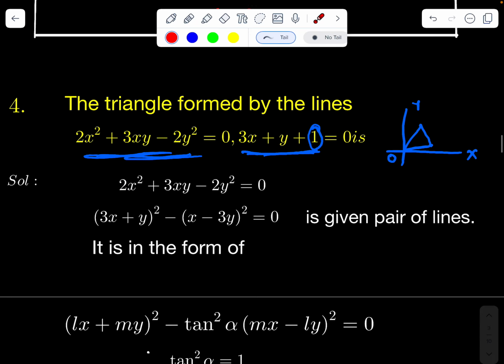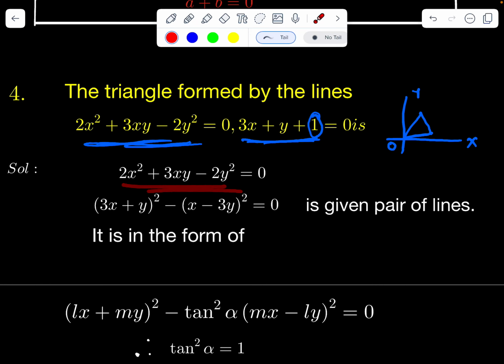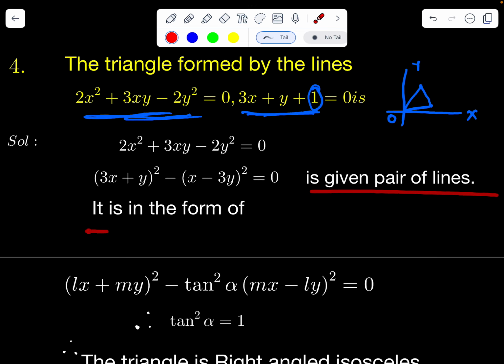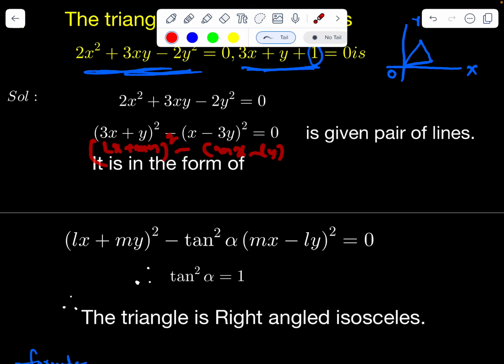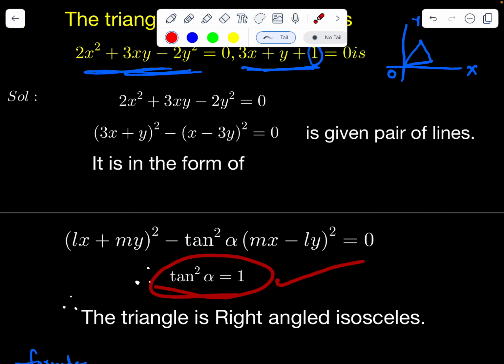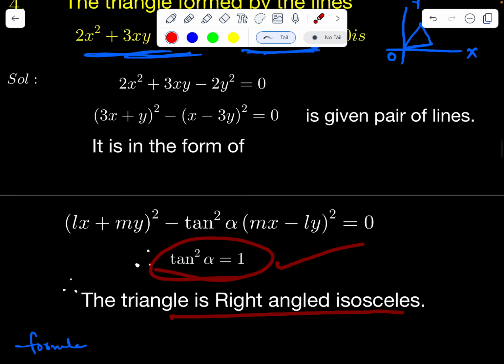Okay. Therefore, I can write this equation in the form (3x + y)² − (x − 3y)² = 0. The given pair of lines is in the form (lx + my)² − tan²α (mx − ly)² = 0. Observe this. Therefore, the value of tan²α is equal to 1. The triangle is right angled.